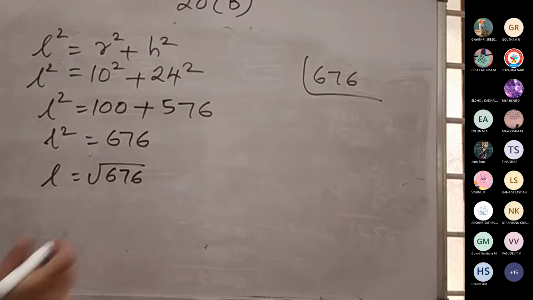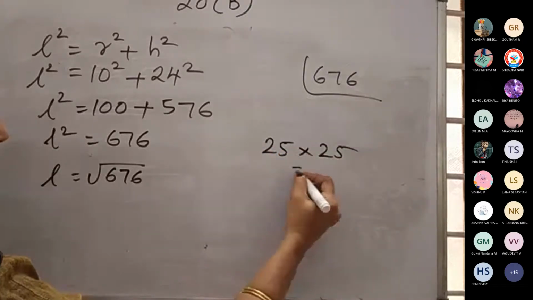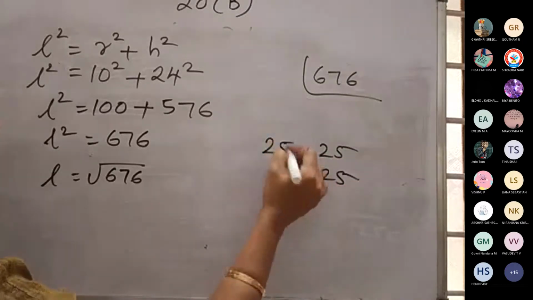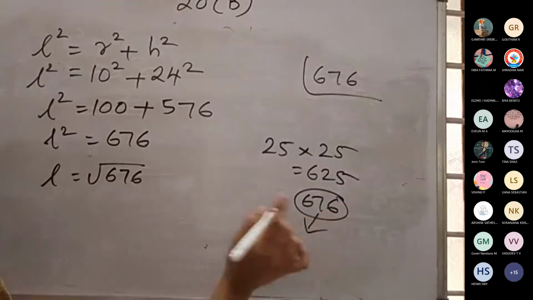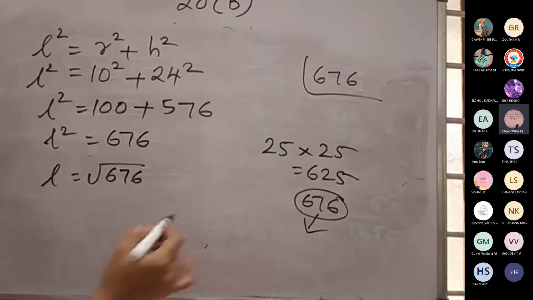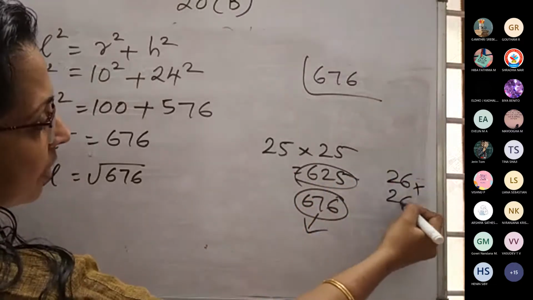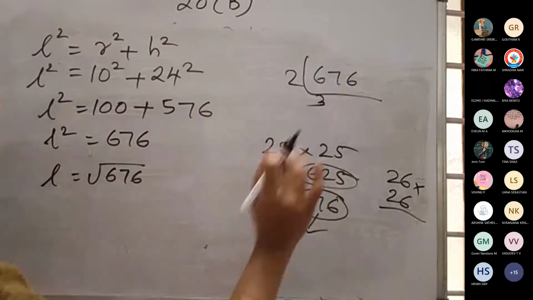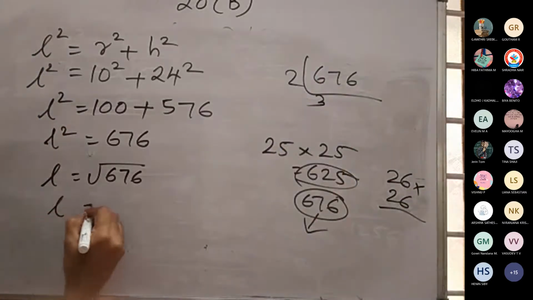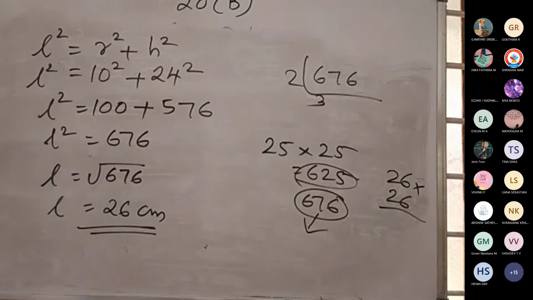25 into 25 is 625, no? Mental calculation, 625. Then what will be 676 near to that? So it will be 26. Check with the 26. 26 into 26. If you don't know, please do with this itself, prime factorization method. Or directly you can write it will be 26 centimeter. So slant height is equal to 26 centimeter.